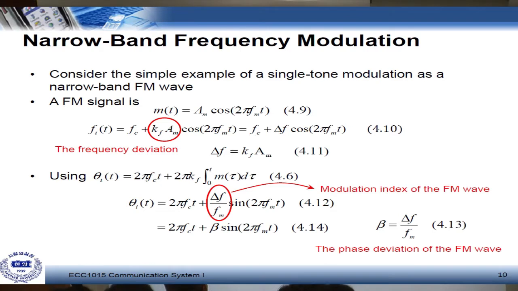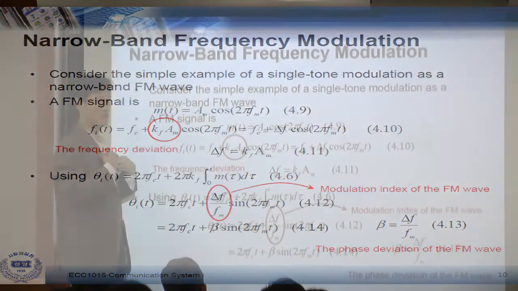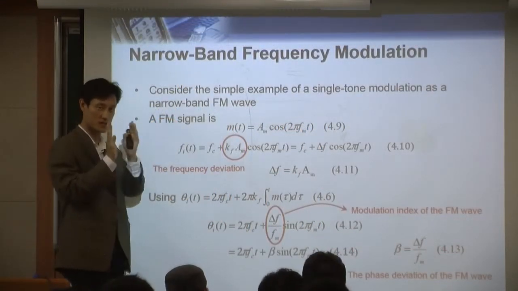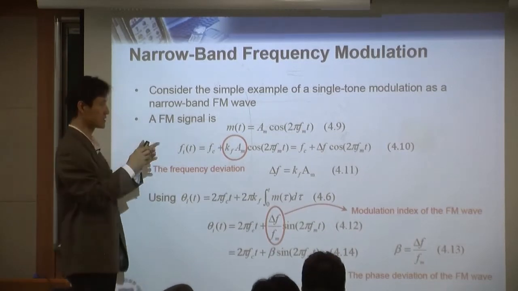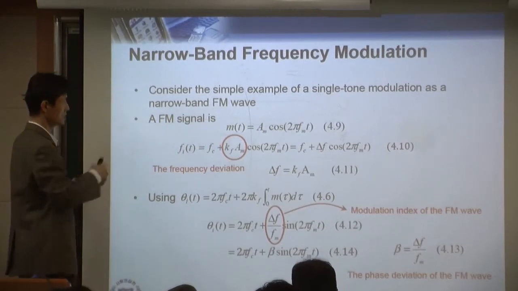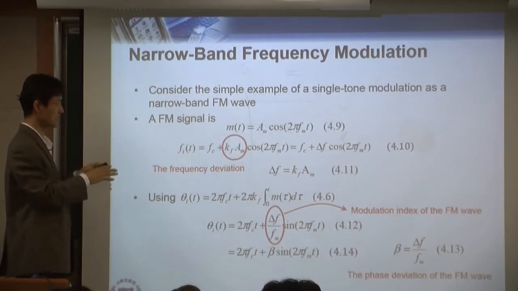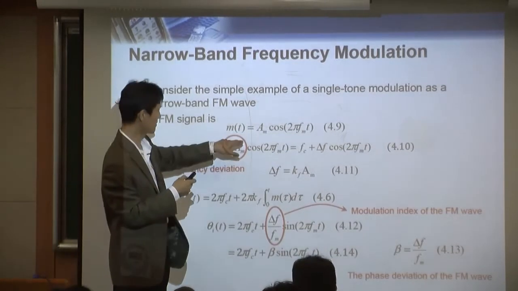And first of all, we're going to talk about narrowband frequency modulation. So what is a narrowband? Narrowband means your frequency bandwidth is narrow. It's like a small bandwidth. That's what they mean by narrowband. Okay, so let's take a look at it. We have a lot of equations here, but that's not that difficult. Okay, so let me explain one by one.